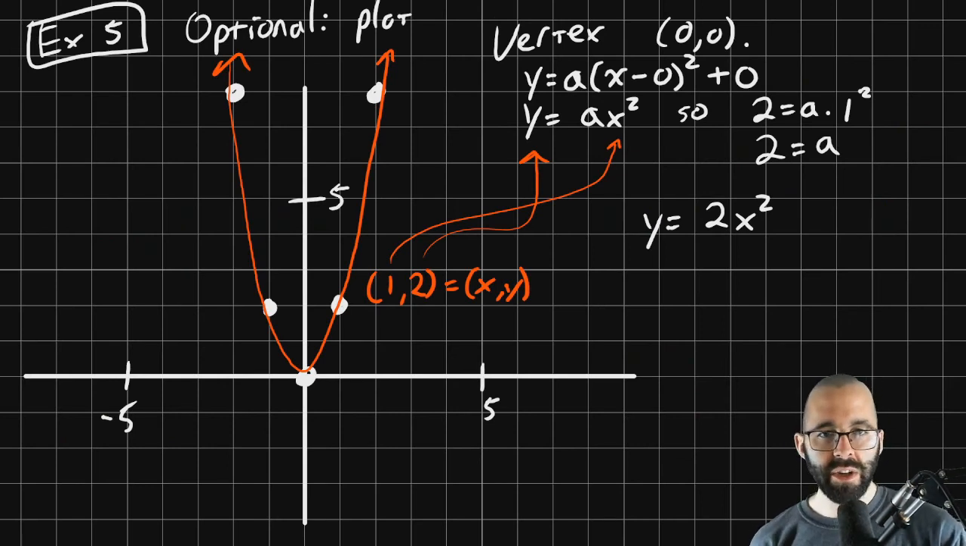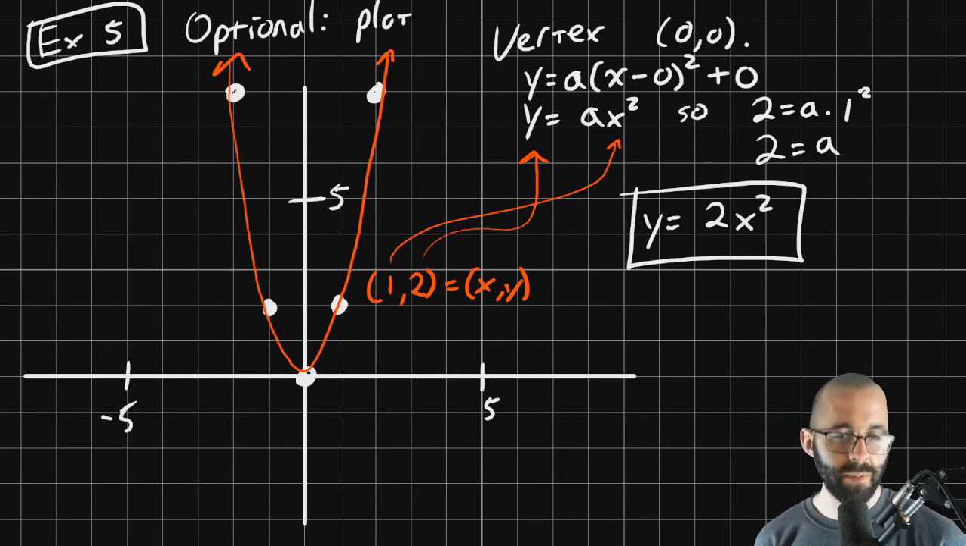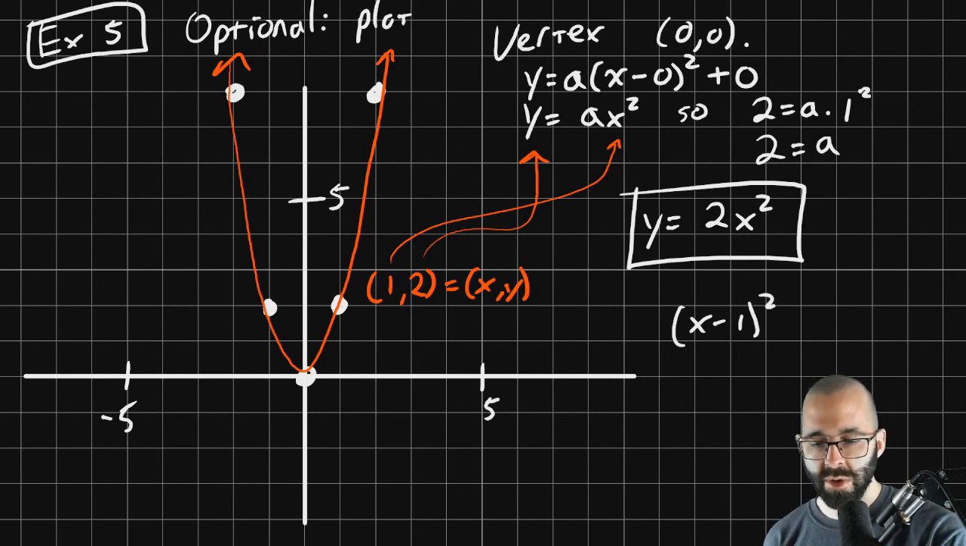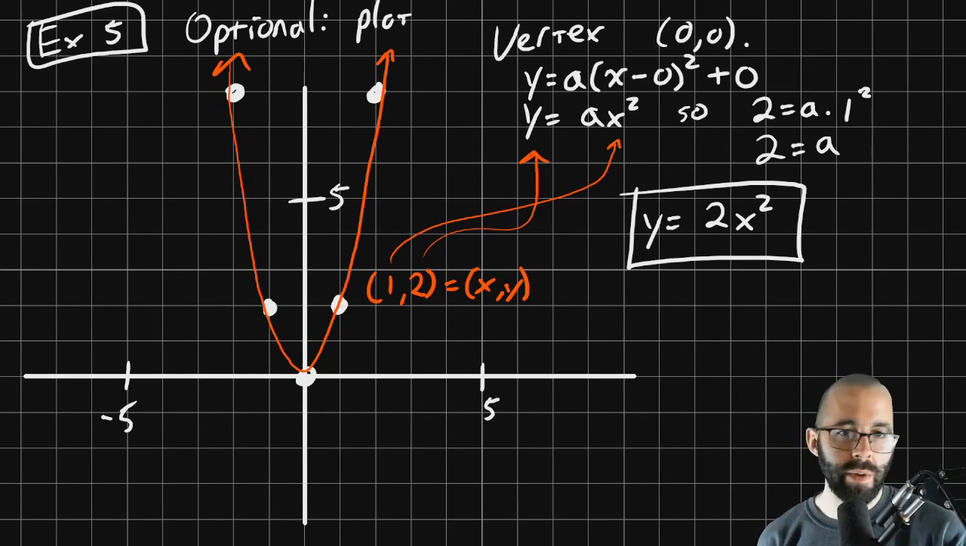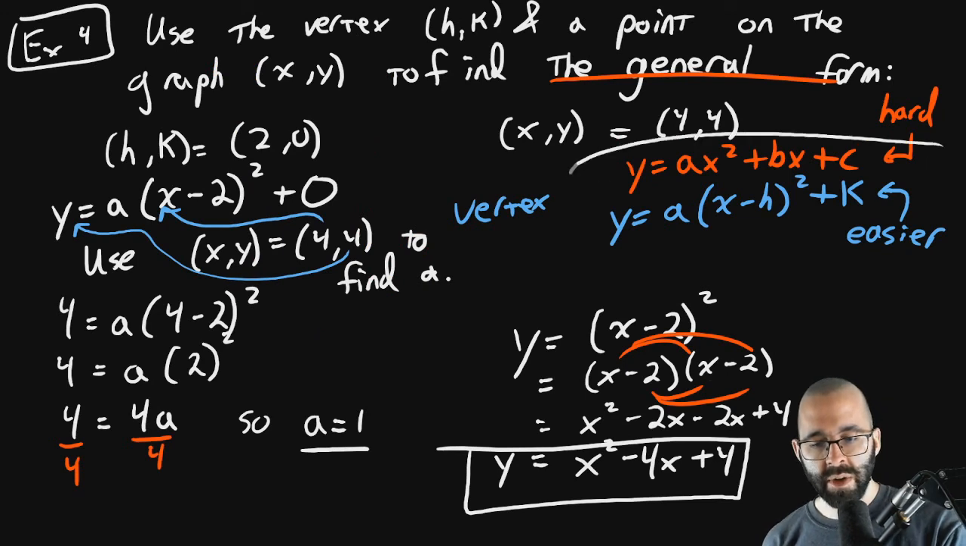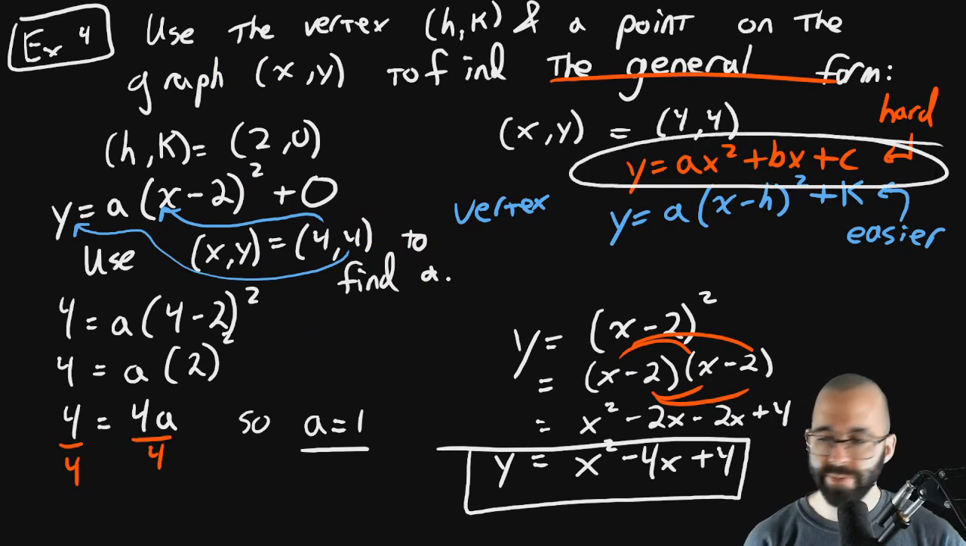Luckily, there's nothing to FOIL here. This is already in general form. We don't have to do that step this time. But anytime you have something like x minus 1 squared, you're going to have to FOIL and combine like terms and put it in general form. Anytime you have something like that. But this is already in general form. Remember that general form is this one right here, this red equation.